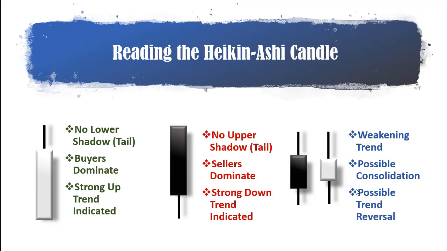And then if we look at candles in the Heikin Ashi where we have wicks and tails and little price bodies, what we would normally call a spinning top or doji price action in a normal candlestick, if you see that kind of candle, it's a weakening trend, a possible consolidation beginning or in consolidation, or a possible trend reversal.